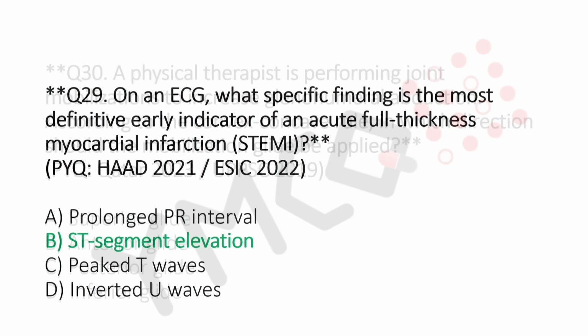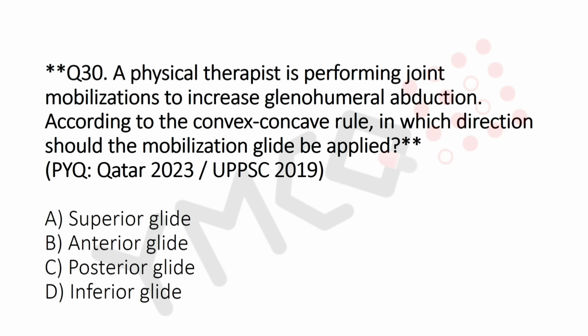Now let's move to question number 30. A physical therapist is performing joint mobilization to increase glenohumeral abduction. According to the convex-concave rule, in what direction should the mobilization glide be applied? Option A, superior glide. Option B, anterior glide. Option C, posterior glide. Option D, inferior glide.